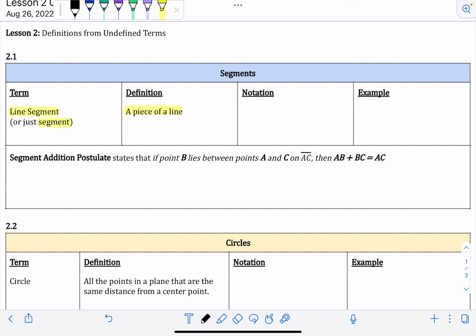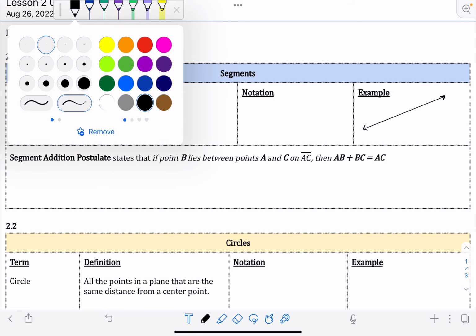So if I have a line, and we draw a straight line with arrows on the side. Remember, a line extends forever in both directions. Even though we can't draw it that way, we represent it with arrows. And a segment is just a piece of that.